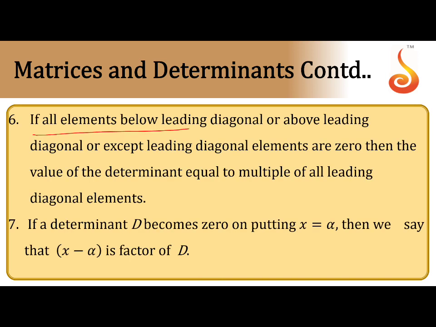Next, if all the elements below the leading diagonal or above the leading diagonal are 0, then the value of the determinant equals the product of the leading diagonal elements. That means the matrix is an upper triangular or lower triangular matrix. The value of the determinant of an upper or lower triangular matrix is equal to the product of the diagonal elements. So I will give 0, sorry.